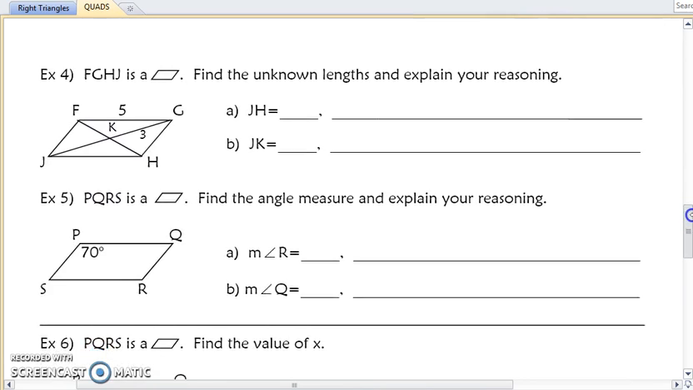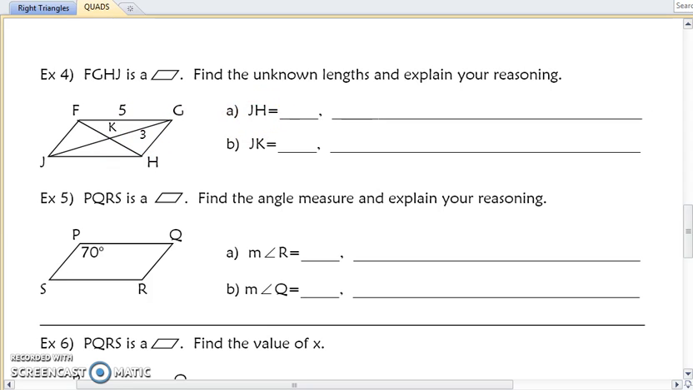Okay, on to the back side. We are again talking about parallelograms. So let's look at some of these side measures. We are given FG is 5 and that KG is 3.